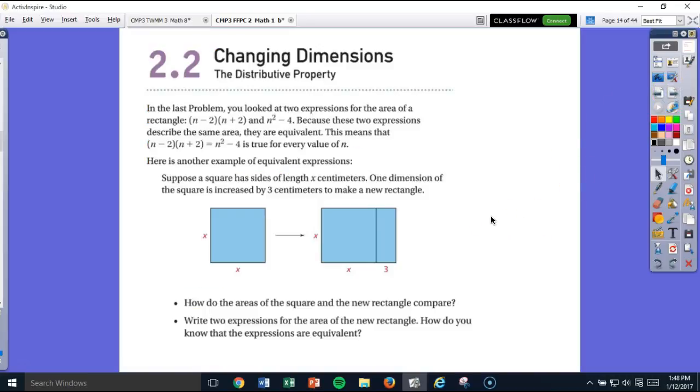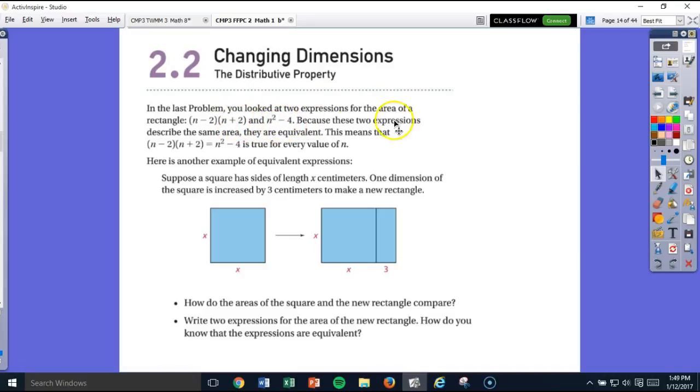And what we're really working with today is, as it says here, the distributive property. So this might go on for a little while today. We have quite a few vocabulary terms and a real introduction to practice of the distributive property with quadratic functions here today. And then the last problem, it says you looked at two expressions for the area of a rectangle, n minus 2 times n plus 2 and n squared minus 4.